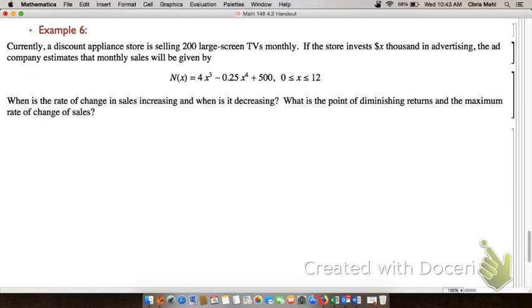Okay, so currently a discount appliance store is selling 200 large screen TVs monthly. If the store invests x thousand dollars in advertising, the ad company estimates that the monthly sales will be given by this function N of x, given right here. Okay, so that's the amount of sales as a function of the amount spent on advertising.